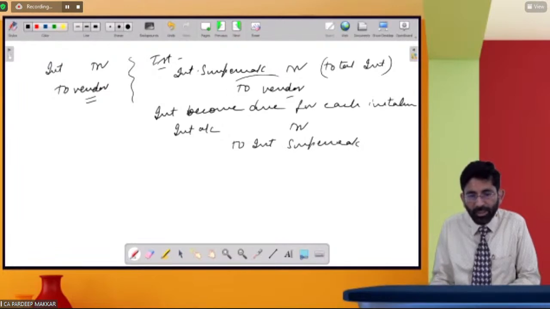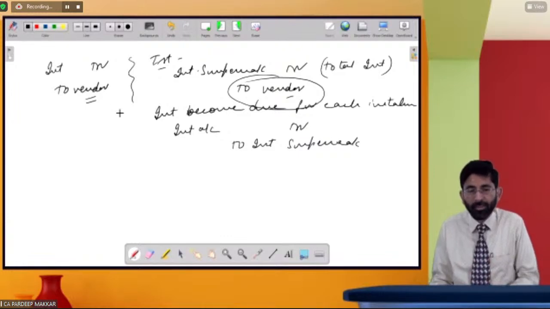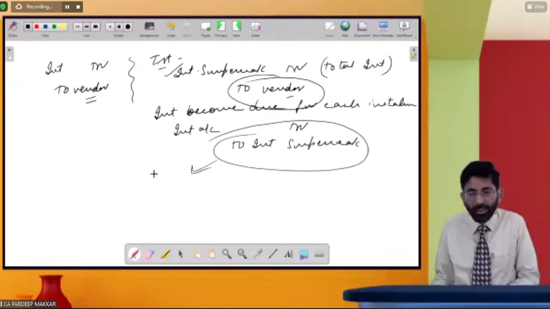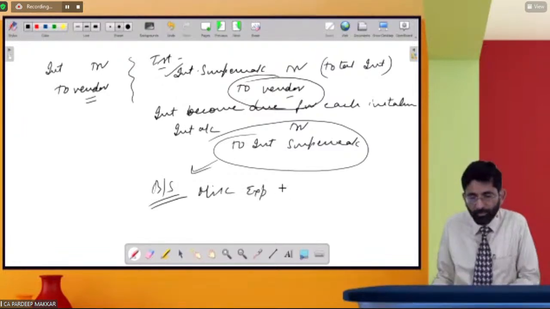Means this vendor account is already created, hence it will not be created again and again. Instead, this interest suspense account is created again and again, and this interest suspense will be shown under the head provisions in the balance sheet. It is a debit balance. It will be shown under the head miscellaneous expenses, on the asset side in the balance sheet.